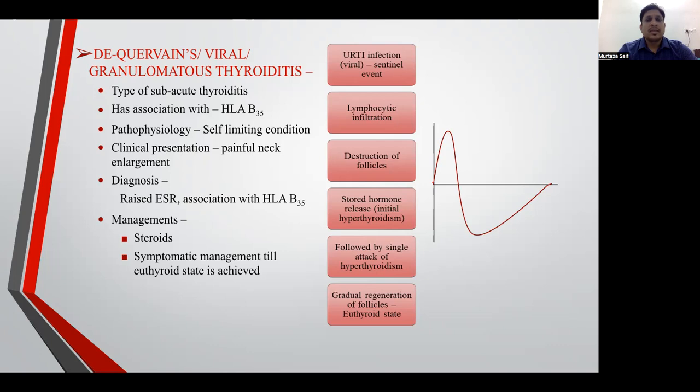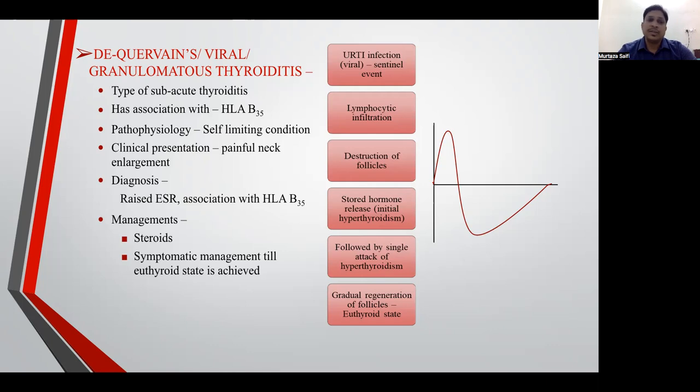And there is lymphocytic infiltration in the histopathological examination, and destruction of follicles. It's the functional unit, so the stored hormone is released, with initial hyperthyroidism followed by hypothyroidism. Then gradual regeneration of follicles, and there is a euthyroid state. So, as I told you, it is a self-limiting condition, an inflammation, subacute type.